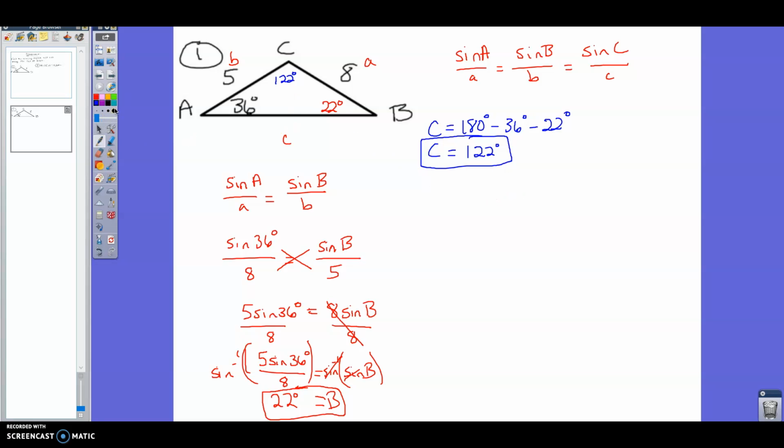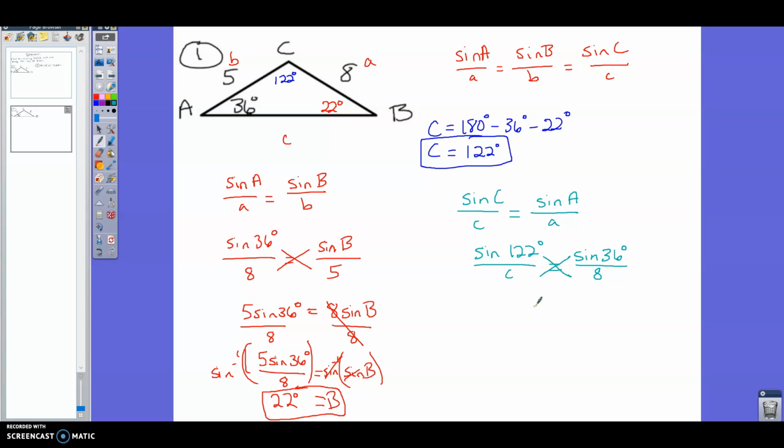So now the last thing that we've got to find is the missing side, which is side C. So we're going to have to use the formula, sine C over C. And I like to set it equal to the thing they gave us both pieces of information for at the beginning, which was A. So we're going to set it equal to sine A over A. So we fill in what we know. Angle C is 122. Side C is what we're looking for. Angle A is 36. Side A is 8.